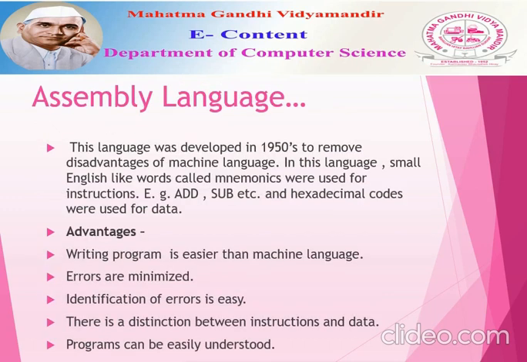Then after that, assembly language comes. This language was developed in 1950 and removed the disadvantages of machine languages, because we use some English words, called mnemonics, for the instructions. For example, add, subtract. There are advantages also: writing a program is easier than in machine language. Errors get minimized. Identification of errors, that is debugging, is easy. There is a distinction between the instruction and the data, so programs can be easily understood.